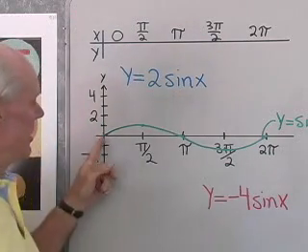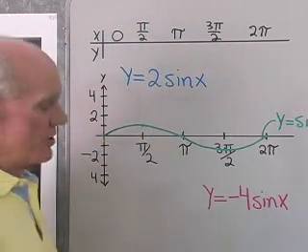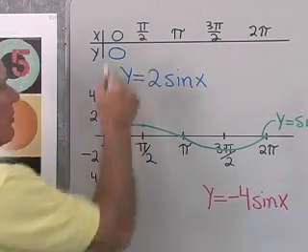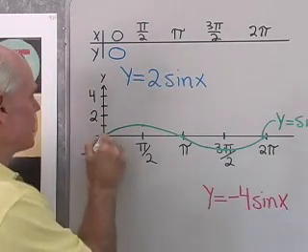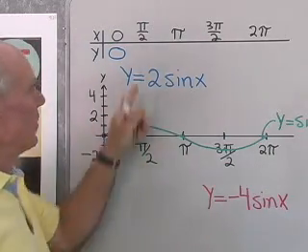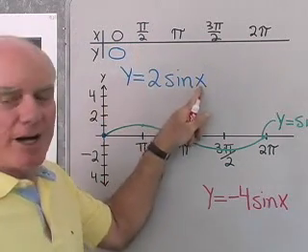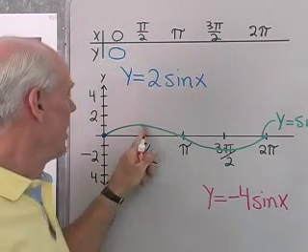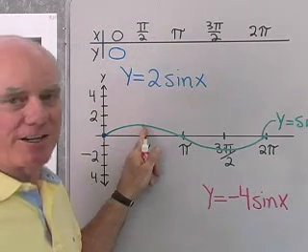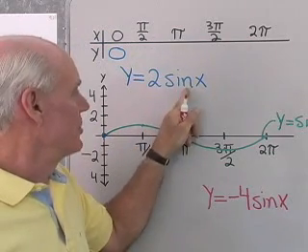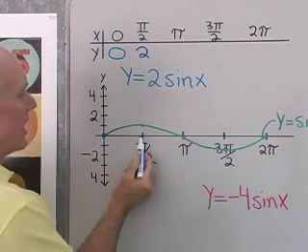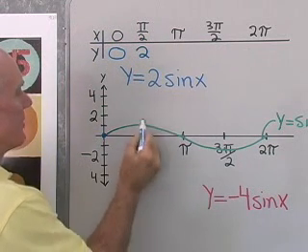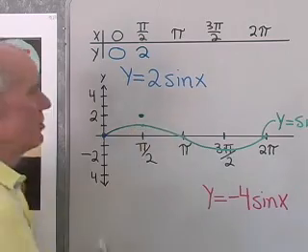I can see that right here on the graph. 2 times 0 is 0, so I end up with just 0 for y. So this graph, y equals 2 sine x, is going to go through this point on the x-axis. When I put in pi over 2 for x, the sine of pi over 2 is 1. I can see that from this graph. So 1 times 2 gives me 2. So when x is pi over 2, this blue graph is going to be up here at 2.